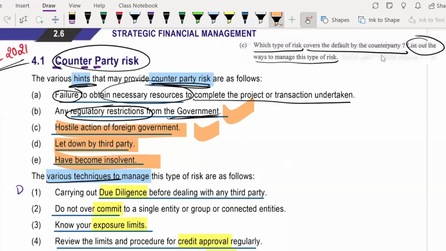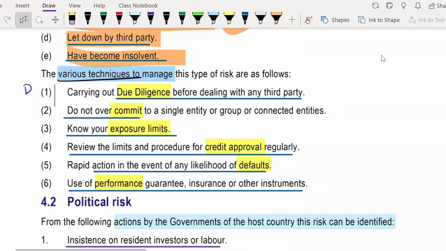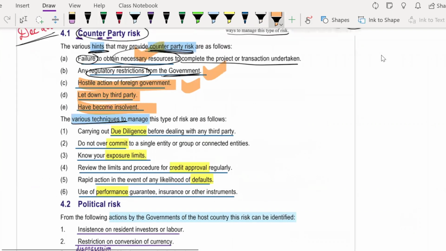Okay. Now, what are the various techniques by which you can manage it? First we said that you did not obtain necessary resources, correct? Now here you can carry out due diligence. You can examine the counterparty properly before entering into any contract, agreement or transaction with them. So that will help you in decreasing the counterparty risk.